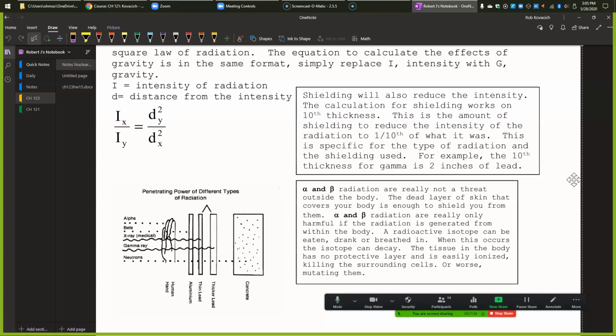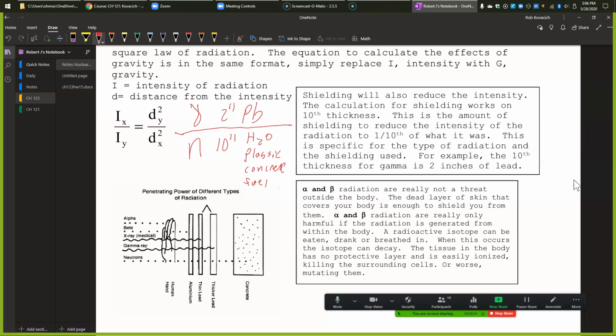Okay, so the only 10 thicknesses that I care that you remember are... Radiation pass through wood? Yes, no problem. Okay, so I'm only telling you that I care that you remember the radiation 10 thicknesses for gamma and for neutrons. Why? Because those are the ones that pass through the easiest. Alpha particles and beta particles can't penetrate your skin.